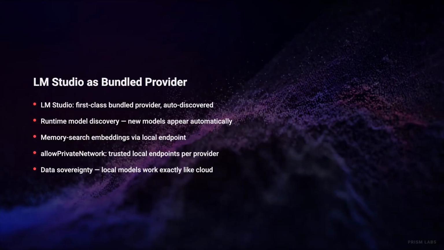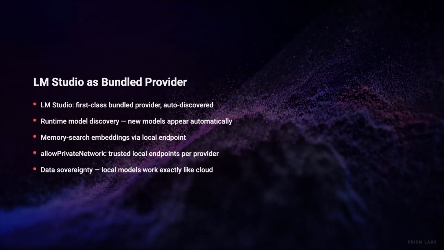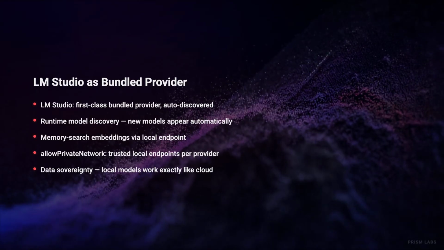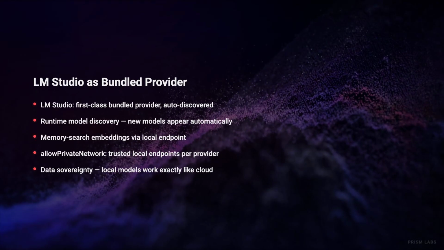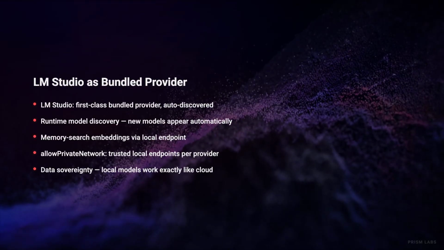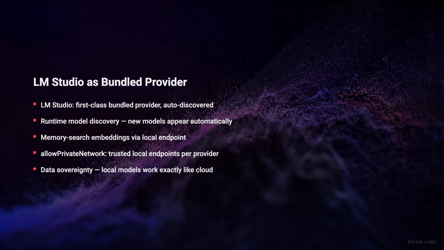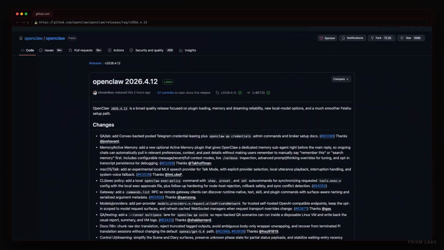You explicitly configure which providers are allowed to access private network addresses, maintaining security while enabling local model access. For teams that need data sovereignty or want to reduce cloud API costs, having LM Studio as a native provider eliminates the need for proxy configurations or custom integration code. Your local models work exactly like cloud models. Same routing, same compaction, same conversation management. Let's look at the release.